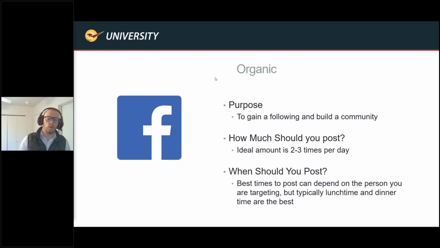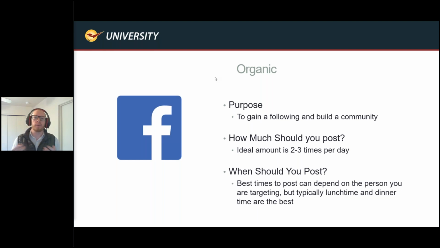When should you post? This is another question that we get asked a lot. The best times to post really depend on the person that you're targeting and the age group that you're targeting. But typically lunchtime and dinner time, around those times are the best. Just after lunch, just after dinner in your area. So that's 1 o'clock and then 6-ish, 7-ish o'clock at night.